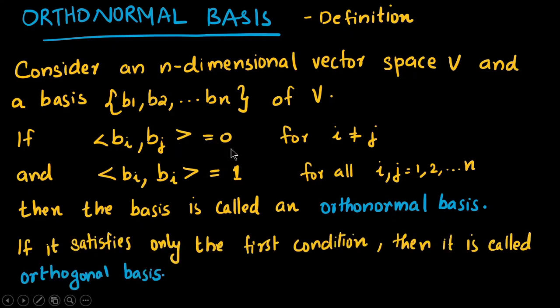And if only the first condition is satisfied, that is, the inner product of vi and vj is equal to 0, that means that they are orthogonal but not unit vectors. So we can call them an orthogonal basis.